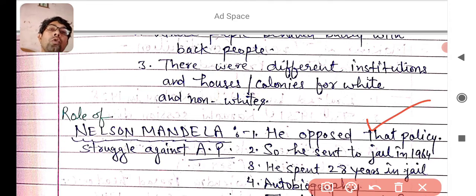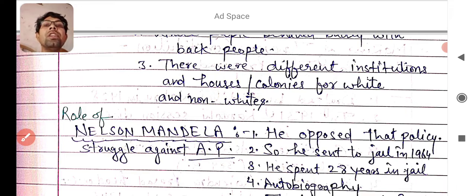And for opposing that policy, the white government sent him to jail in 1964. So you have to prepare for objective type: when was Nelson Mandela sent to jail? He was sent to jail by the white government in 1964. And next, he spent 28 years in jail. The Robben Island, the most terrible jail of South Africa, he spent 28 years there.